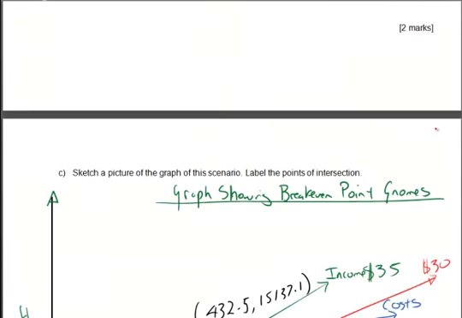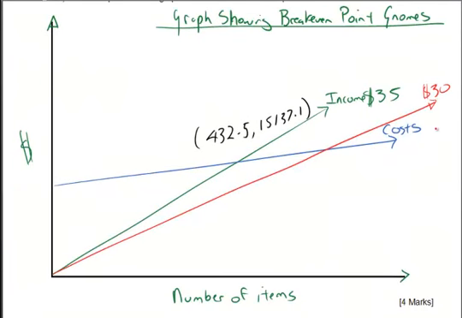So you draw that, and the things you need to be aware of, and this is worth 4 marks, is that you get a mark for the title and a mark for both the axes, so your number of items and your dollars, and then you put in your lines. So you've got a cost line and you've got an income line at 35. So that's the two you've got at the moment. You need to work out the intersection point so you can label it, which is in here. Okay, so that's your intersection point.